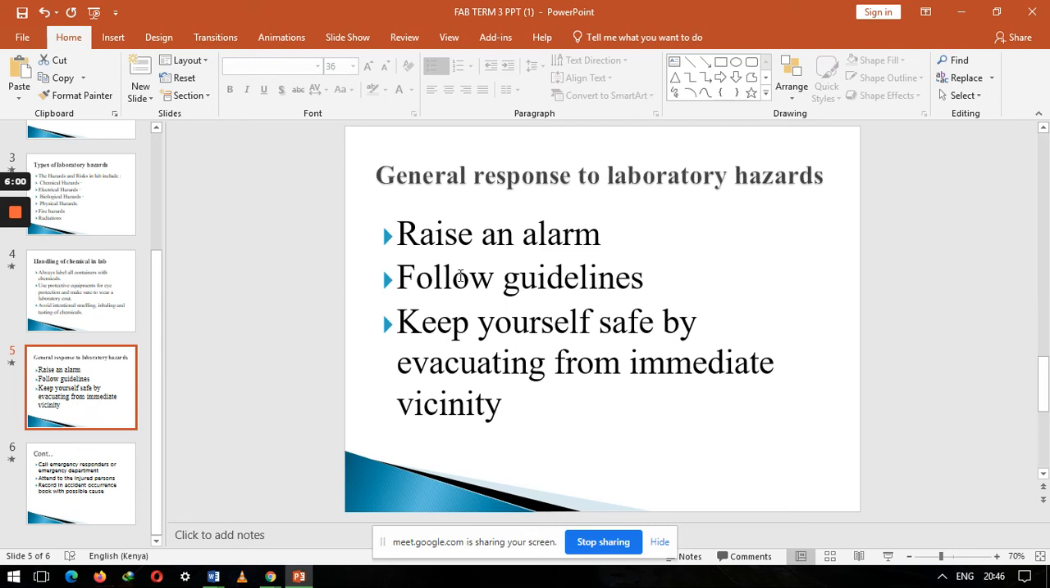Just before we end our lesson, we want to look at general responses to these laboratory hazards. In this way, we mean when the hazard or the damage has occurred in the laboratory, what are you supposed to do? For example, if there is a fire outbreak in the laboratory, would you continue standing there waiting for the fire to reach you, or what are you supposed to do? Can we brainstorm on that? I know we are familiar with these things.